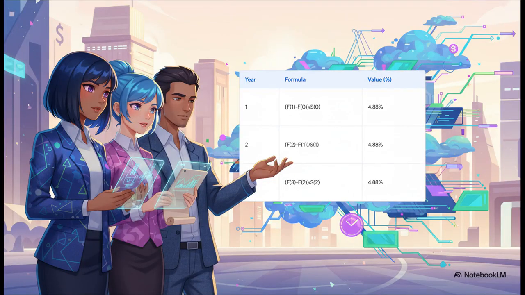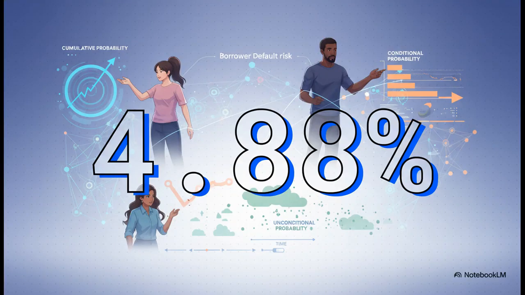And here's where we run into something a little strange, but incredibly important about this standard model. When you actually run the numbers to calculate the conditional risk for each year, well, look what happens. You get the exact same number every single time. Year 1, year 2, year 3, the risk is perfectly constant. That's right. For the people who start the loan, there's a 4.88% chance they default in year 1. Then, for the group that survives year 1, there's a, you guessed it, 4.88% chance they default in year 2. And it happens again in year 3, same number.